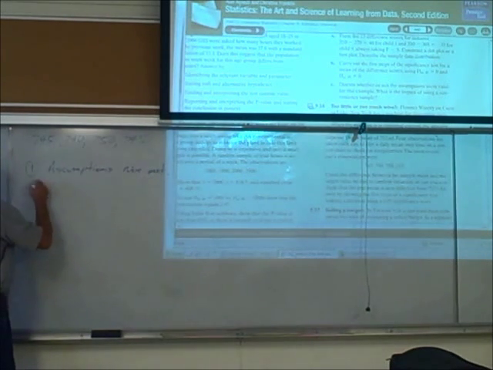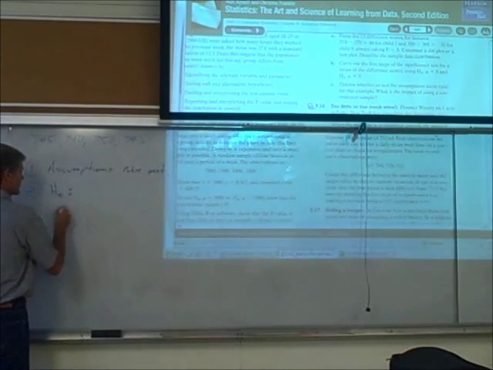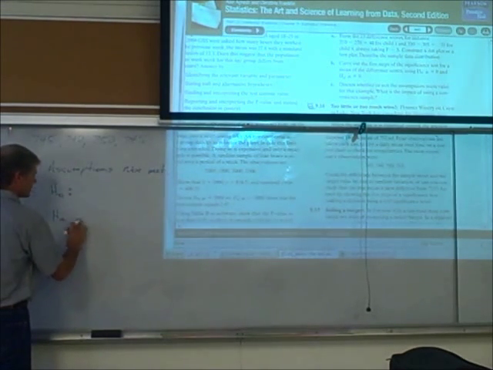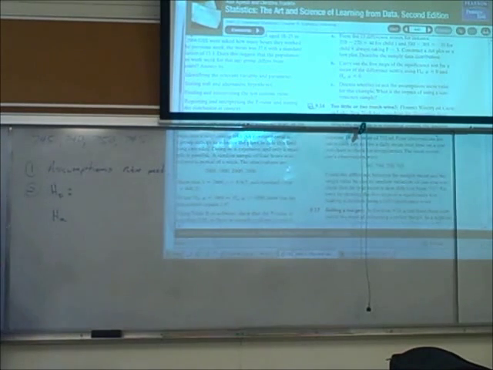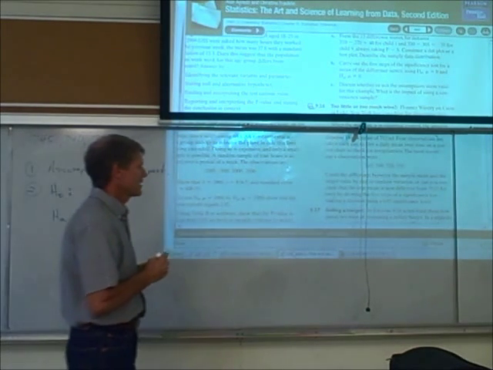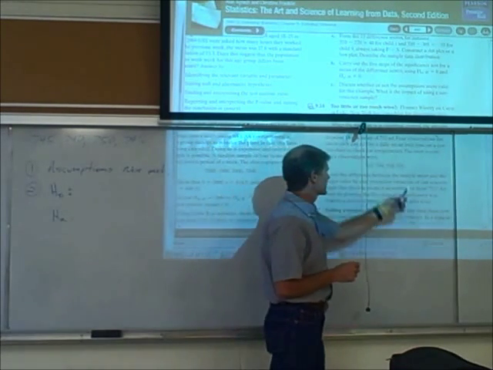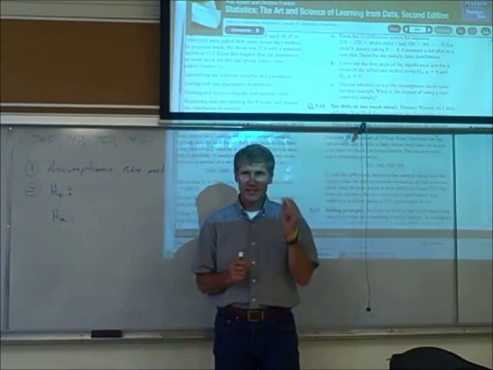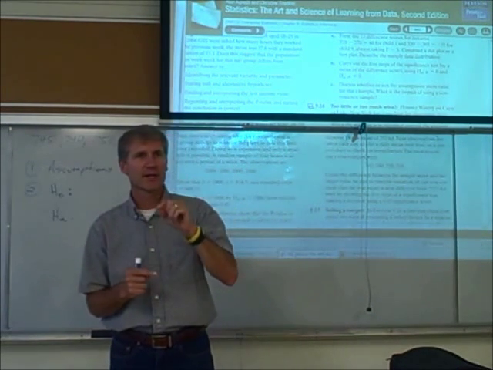Okay, so step number 2, write out the hypotheses. I want you to do this on your own paper, and then I'll do it up here and you can see if you got it right. Write out your null hypothesis. And then write out your alternative, and you'll have to read a sentence in here to figure out whether it's a less than symbol, a greater than symbol, or a not equal symbol.